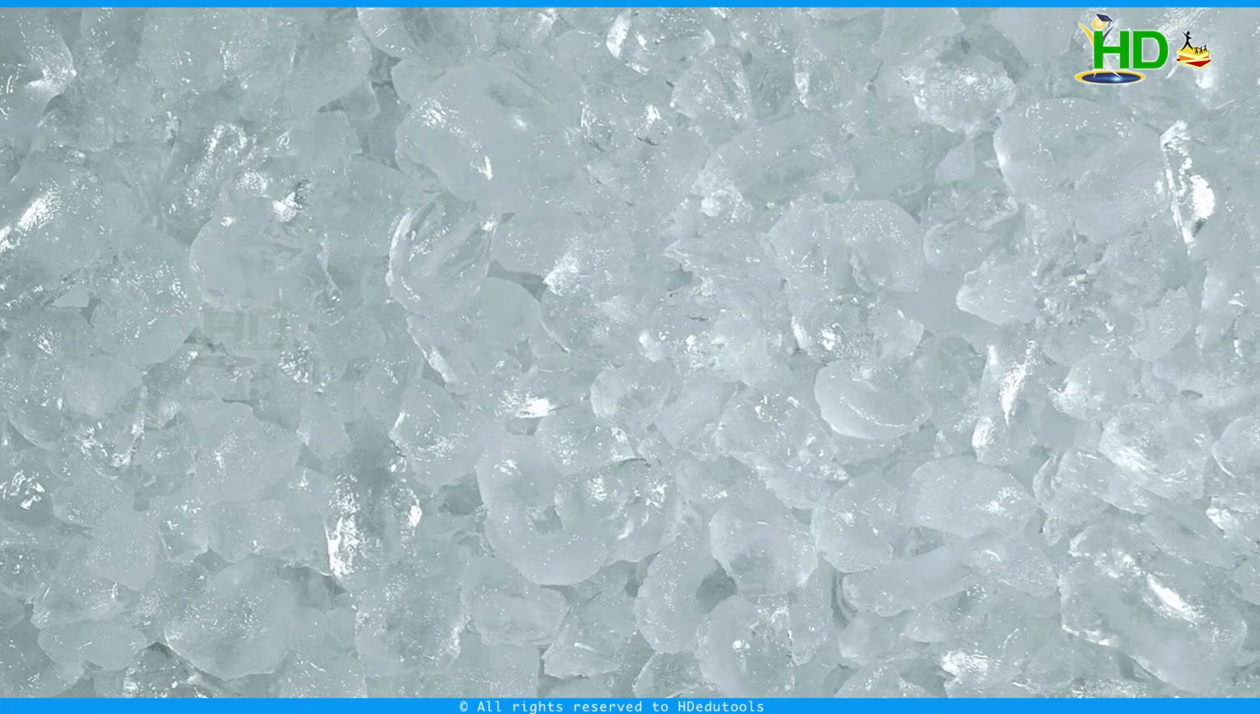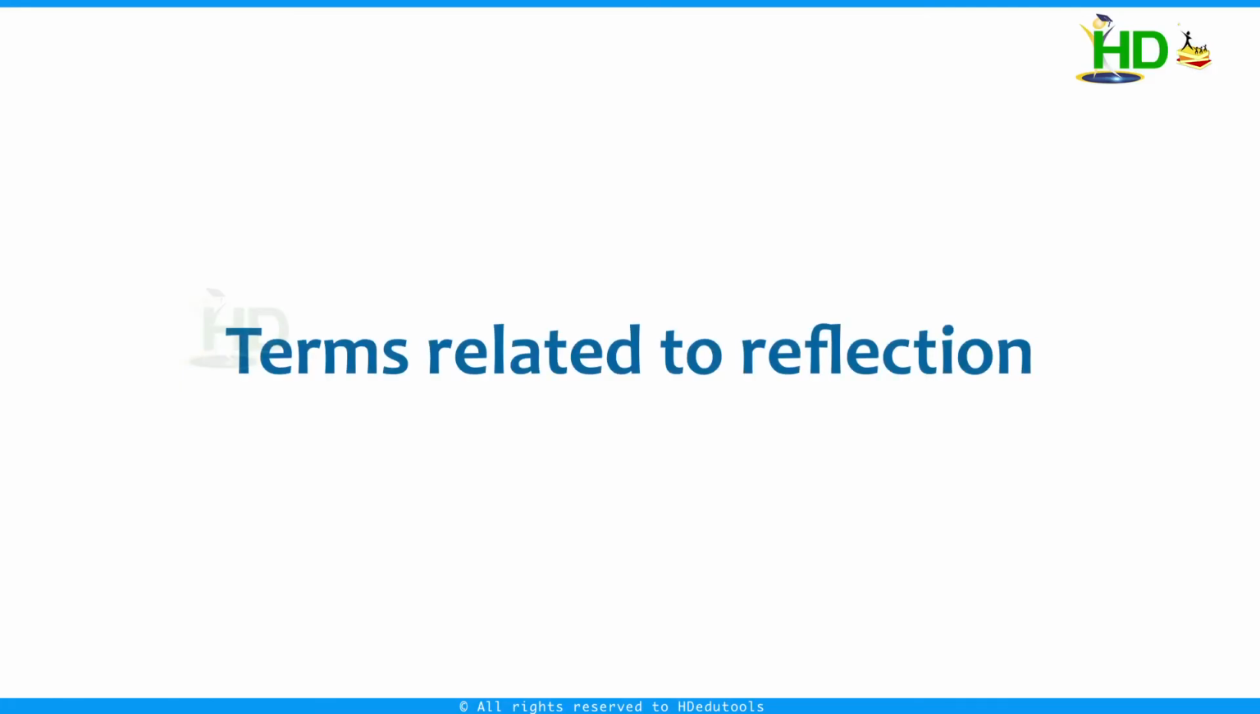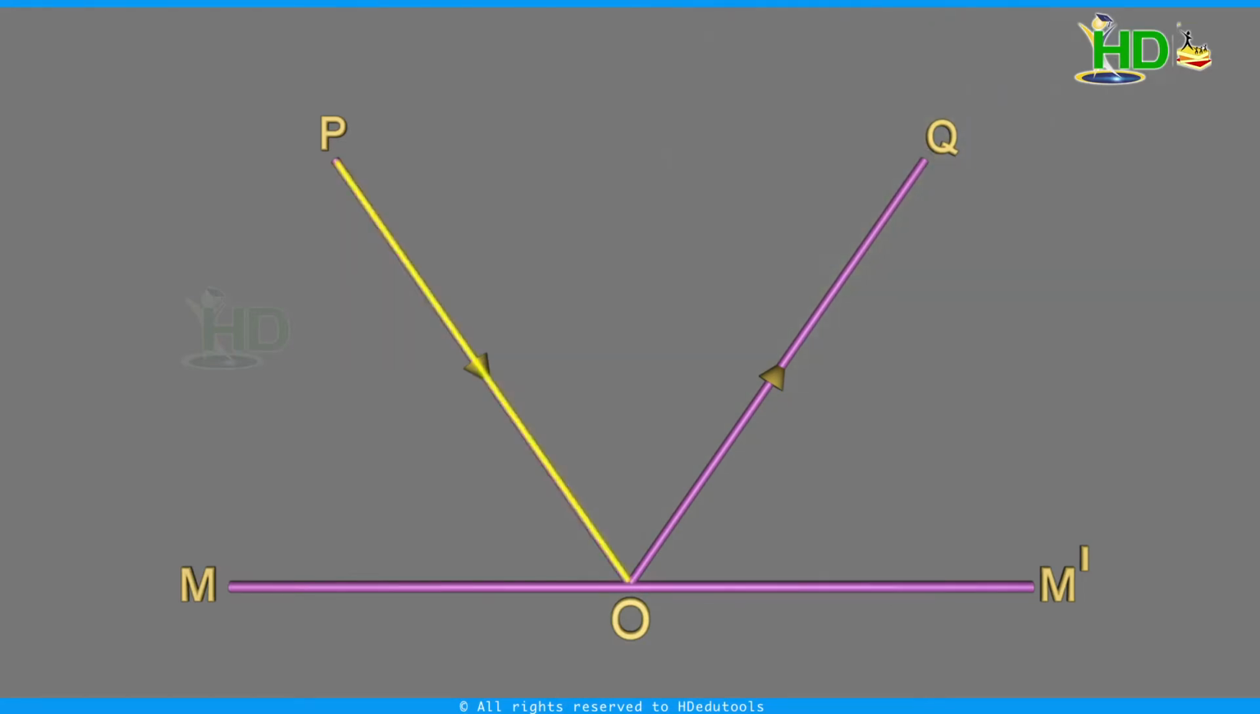First, we discuss the terms related to reflection. In general, the reflection of light is represented as we are seeing in the figure. This is the reflecting surface. When light is incident on this surface, if this surface cannot transmit the light, it will be reflected in this direction. Now this is the incident ray and this is the reflected ray.